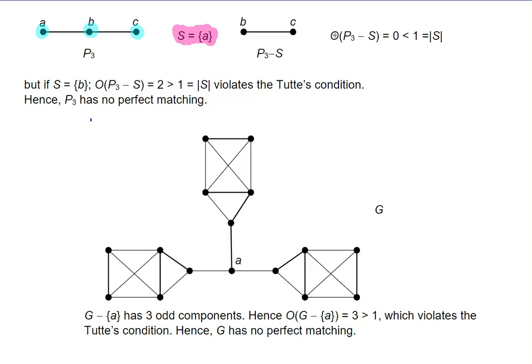So the number of odd components. Is this odd or even? We have 1, 2. We have 1 and 2. So this is an even component, not an odd component. That means the number of odd components for P3 minus S, which is a subgraph of P3, is 0. So the number of odd components is 0 here, which is less than 1. This 1 is the size of S, which is 1.